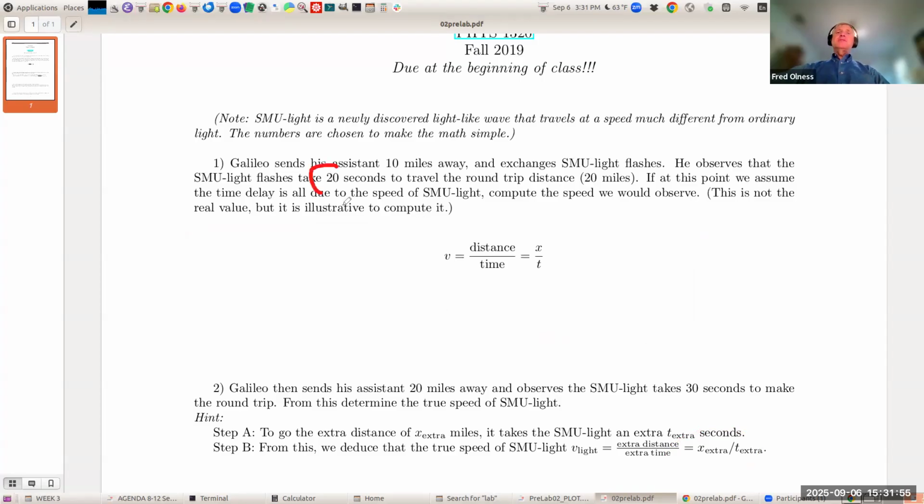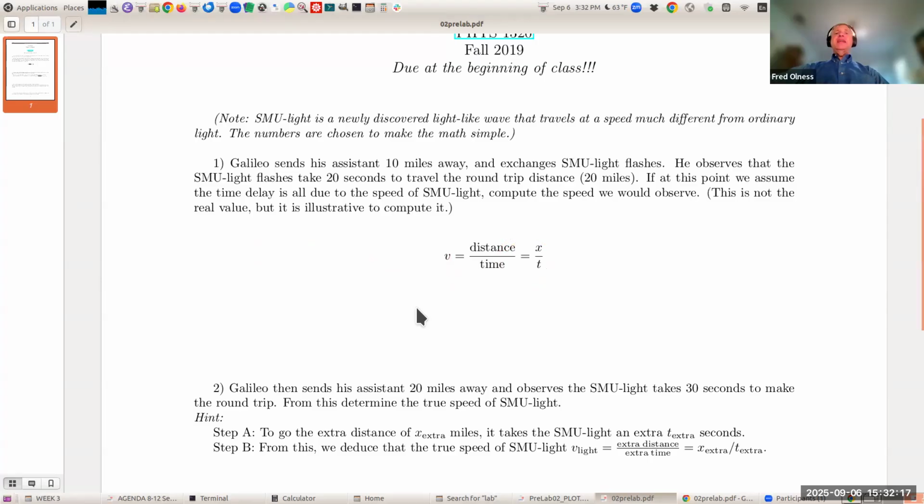Well, if it took 10 seconds for the light to travel that distance, and we measure 20, where does the extra 10 come from? The answer is that extra 10 comes from the reaction time of the assistant. Okay, so up here we have 10 plus 10. 10 is the true travel time and 10 is the reaction time.